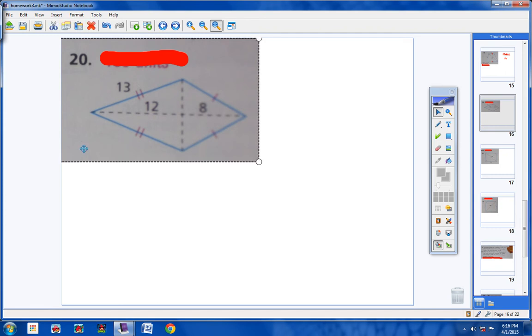Now we do know that we have a kite, okay? We know this because we have these 2 adjacent sides congruent, these 2 adjacent sides congruent, and all 4 sides are not congruent. So because we have a kite, we know that we have perpendicular diagonals, and because we have perpendicular diagonals, I know I can use this formula here. The problem is I don't know the length of both diagonals. I know one diagonal is 20, 12 plus 8, but the other diagonal, I just don't know.